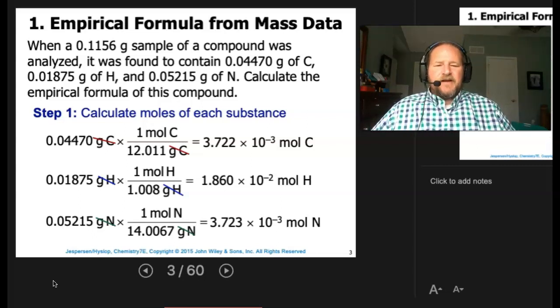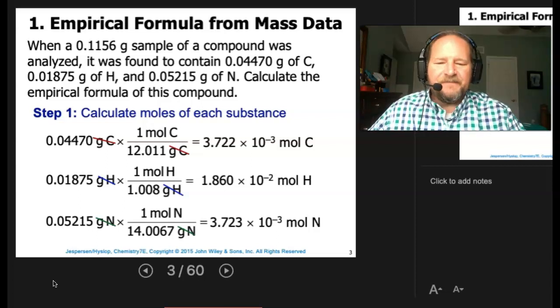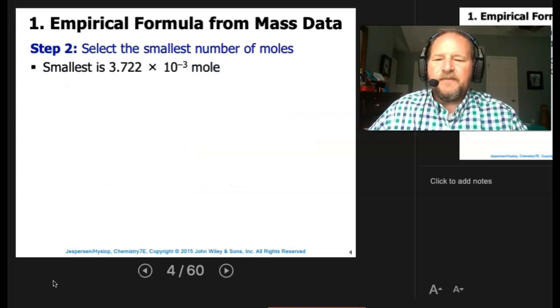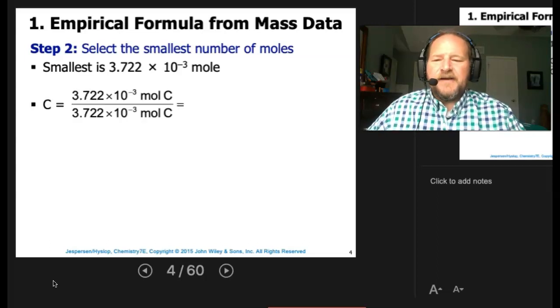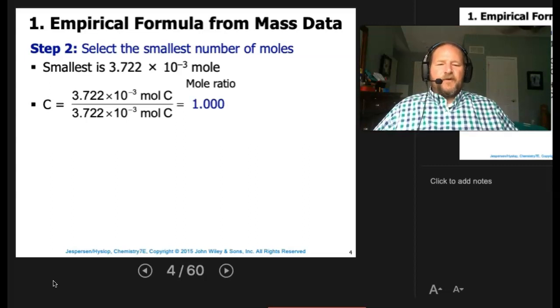So now we've gotten everybody into moles, and now we're going to look at the smallest value. So selecting the smallest, we're going to have 3.722 times 10 to the negative 3 moles. And so that was for the carbon. And so we're going to divide that through, and we're going to get 1. So the mole ratio then tells us we have 1 carbon.